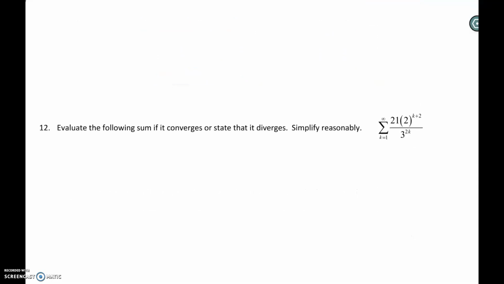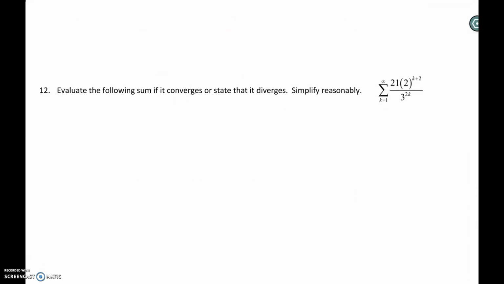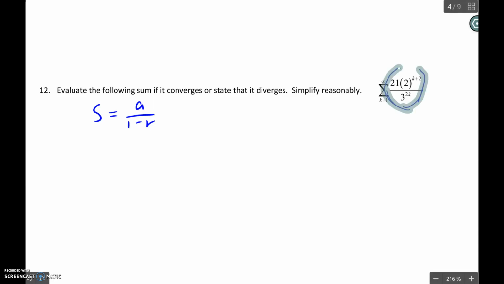Okay, let's look at this one. This is an infinite sum, so our infinite sum formula is S equals a over 1 minus r. So we need to know our a and our r. This is confusing because it's not in an a and r form. We need to see if it's geometric first of all, because it needs to be geometric to do this. So let's hope that it's geometric, but I'm going to write out the first couple of terms.